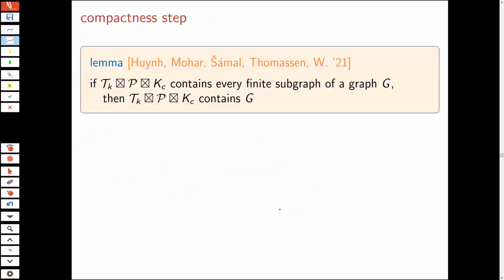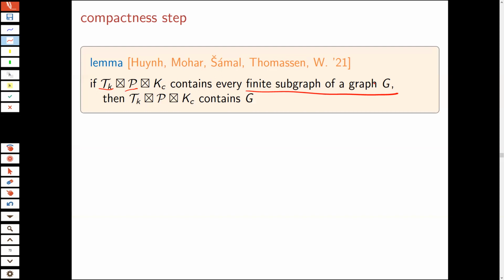All right, let's get back to the infinite graphs. So we know the planar graph product structure theorem for finite graphs, and then we have the following compactness step, which says that if T_k, that's our universal treewidth-k graph, times P, where P is a one-way infinite path, times K_c, which is just a bounded-size complete graph, contains every finite subgraph of some infinite graph G, then in fact this graph contains G itself. This is the standard sort of argument that you use to extend results for finite structures to infinite structures.